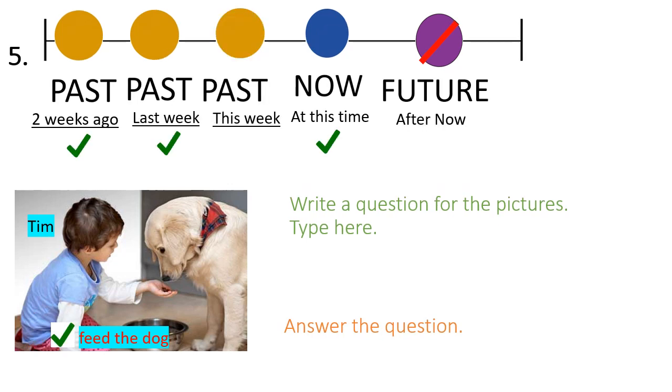Okay, so number 5 shows the same action. Feed the dog. Okay, notice the mark next to that. Is it yes or no? But it has a different timeline. So look at the timeline to figure out, are you starting your question with did, does, have, has? You decide, and then answer the question.